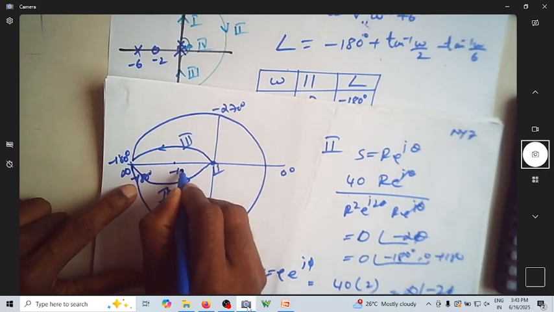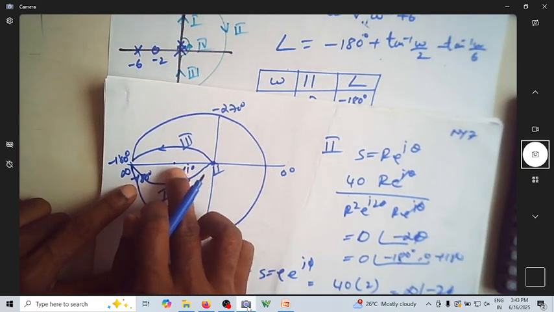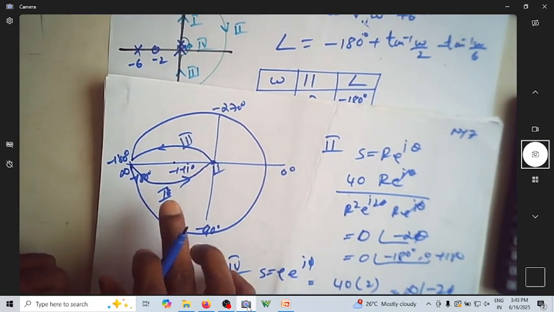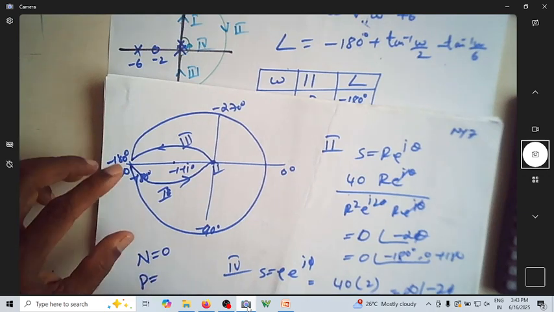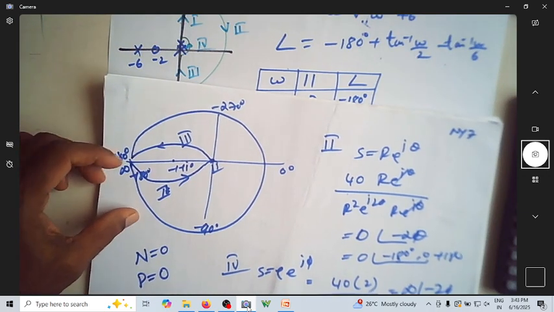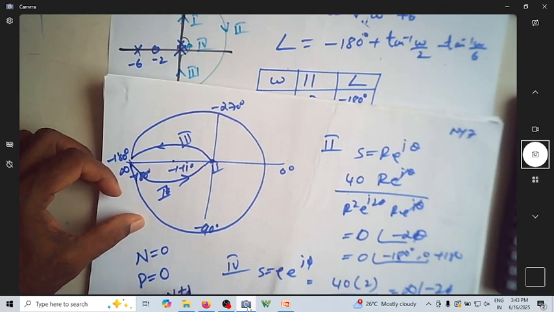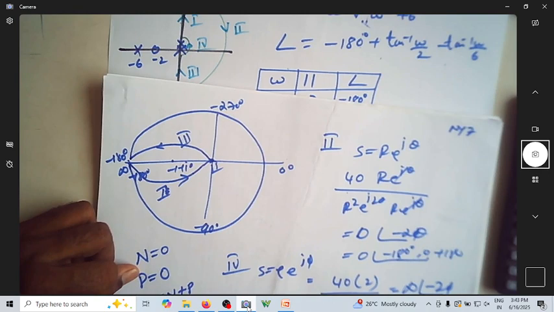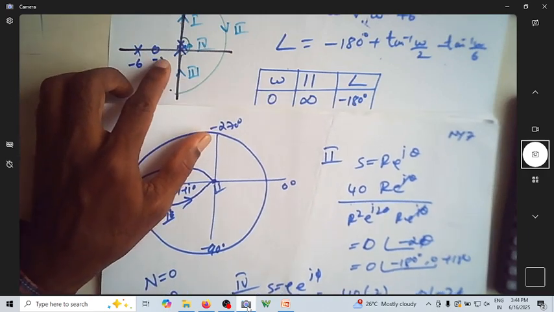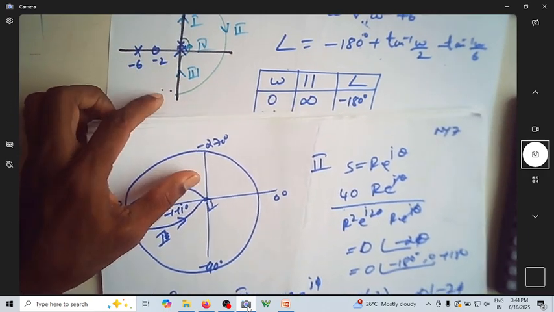So this is minus 1 plus j0. This is not at all encircled. So n is 0. How much is p? P is also 0. That is n plus p, which is 0 plus 0, it is 0. So what is gain margin? Gain margin is actually infinite because the system is absolutely stable.